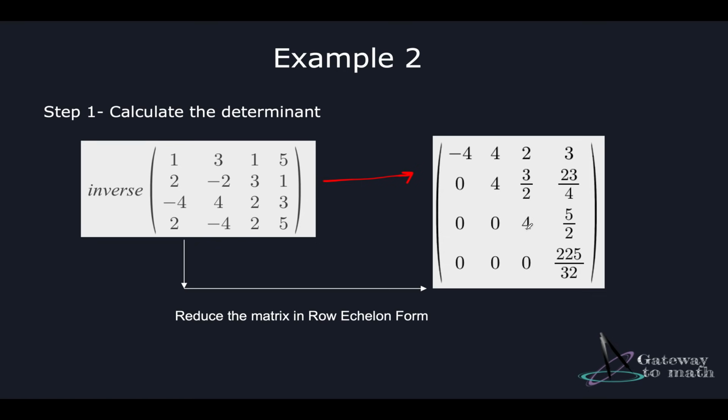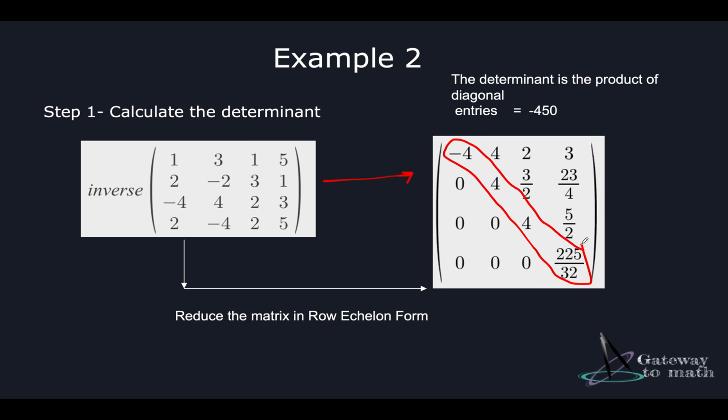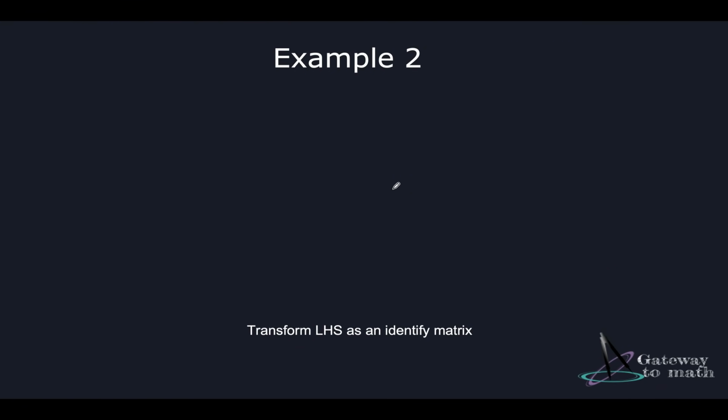Again, now we've got this matrix in a triangular form. That means the determinant is the product of the entries in the diagonal, correct? So this becomes minus 450, that is minus 4 multiplied by 4 multiplied by 4 multiplied by 225 by 32. It's minus 450, which is definitely not equal to 0. That means this matrix has an inverse. Now let us compute its inverse.